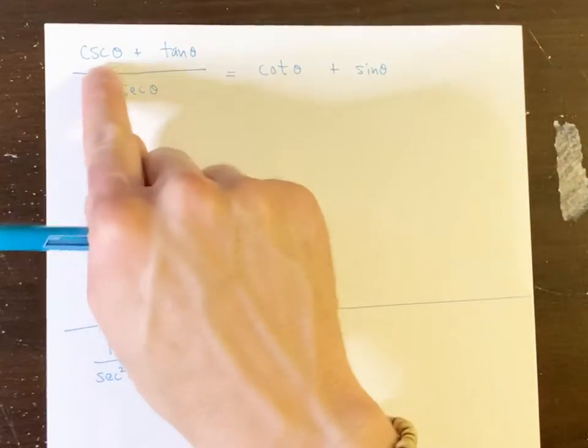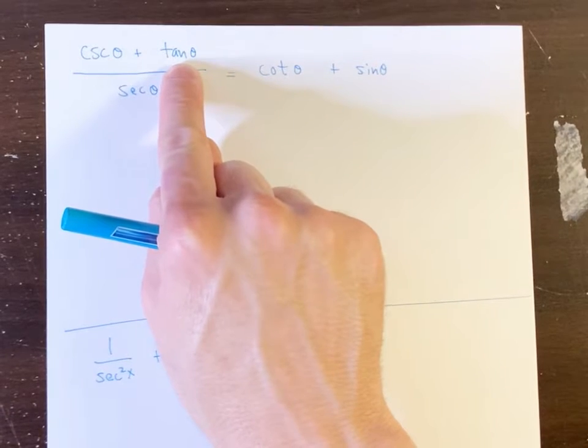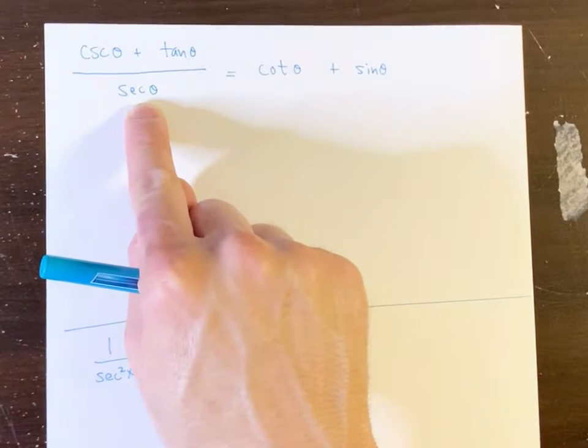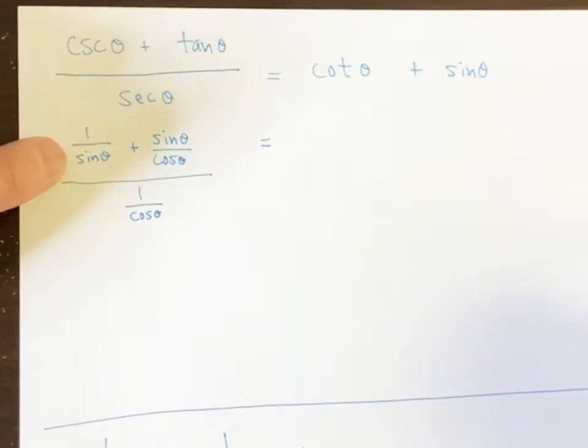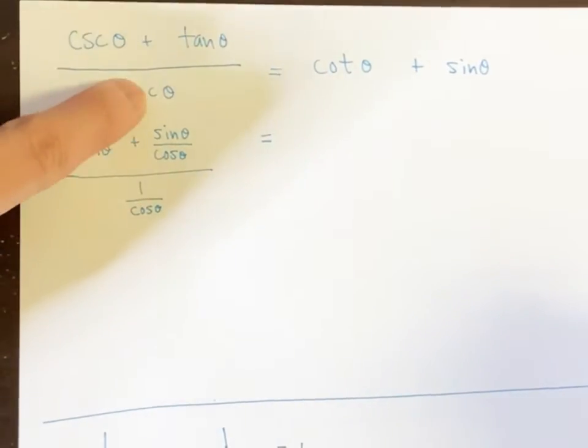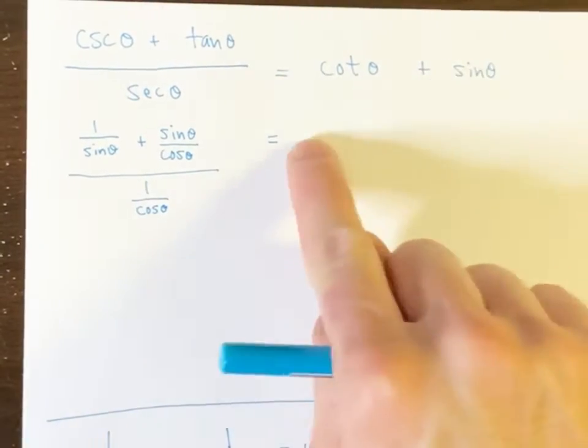So for instance, that is 1 over sine. That is sine over cosine. And this is 1 over cosine. So let's make those changes. So let's see, that is this, that is this. These are just definitions on your cheat sheet. This stays the same, so I leave it empty.